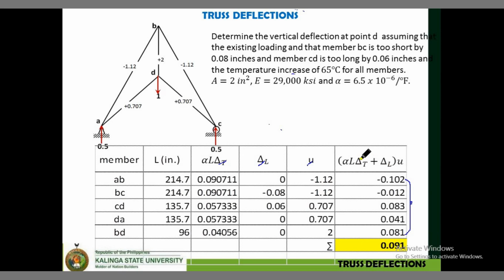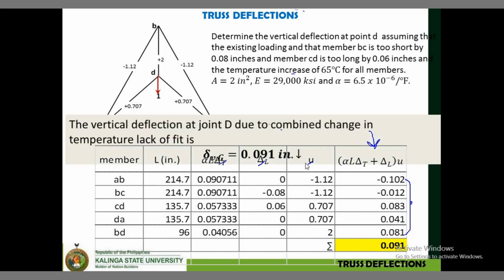After na nakuha nyo yung values nitong column na to, take the summation of these values, negative 0.102 hanggang kay 0.081. And in my calculator, my answer is 0.091. Anong ibig sabihin nitong 0.091 na ito? The vertical deflection at joint D due to combined change in temperature and lack of fit is 0.091 inches, direction is downwards.